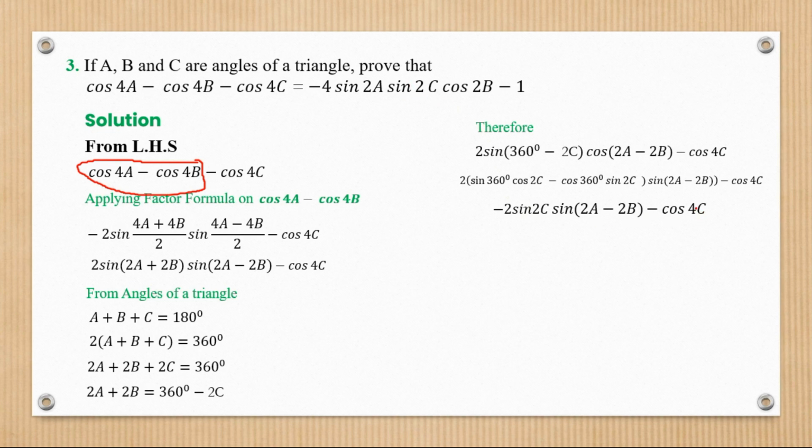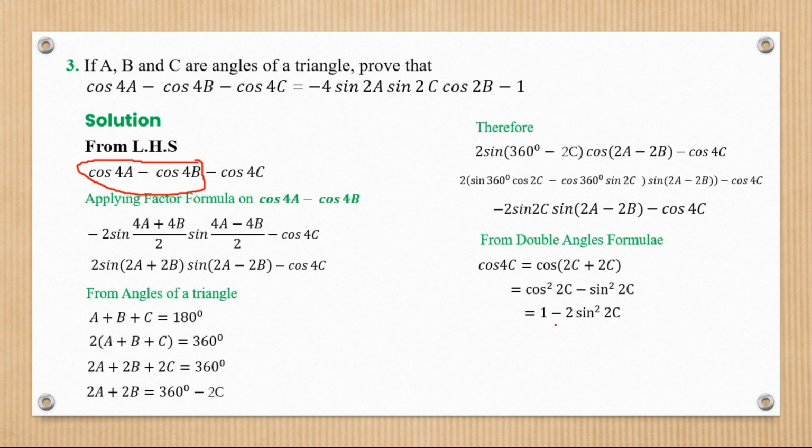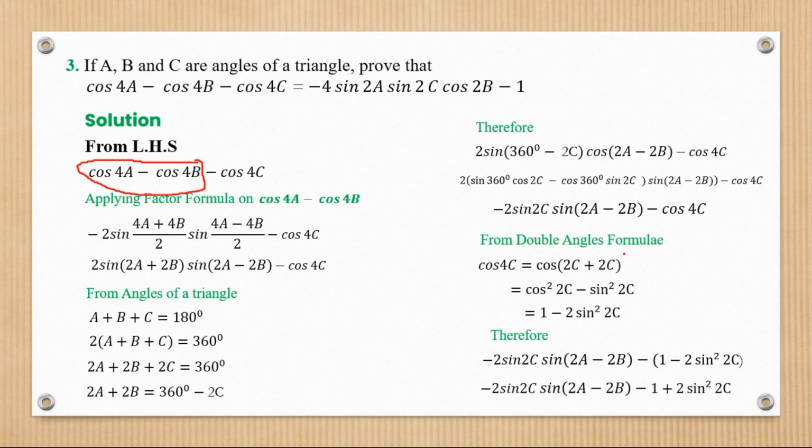Now the next step shall be to convert this cos 4C. From the rules of double angles, we know that cos 4C is the same as cos (2C plus 2C). When you expand that, we end up with cos squared 2C minus sin squared 2C. Now we need it to be in a format where we only remain with the sine, so we convert this cos squared to a sine squared, and we end up with 1 minus 2 sin squared 2C. Now we can substitute this back where we have the cos 4C, and when we open those brackets, we end up with negative 1 plus 2 sin squared 2C.